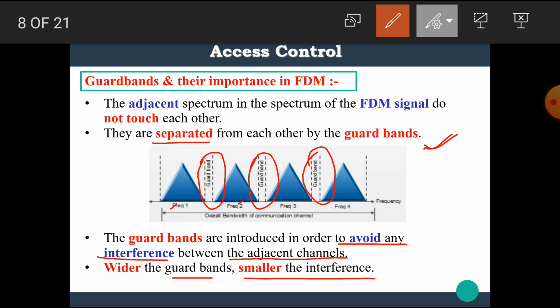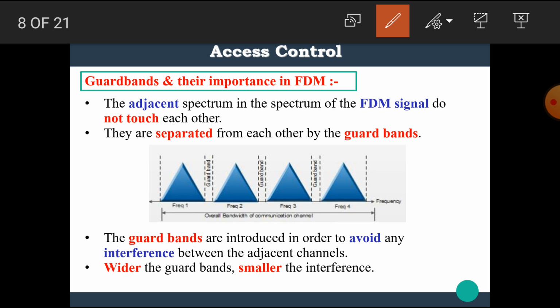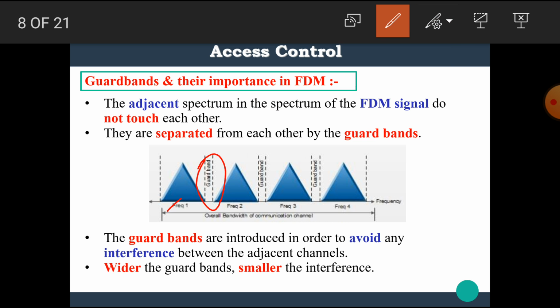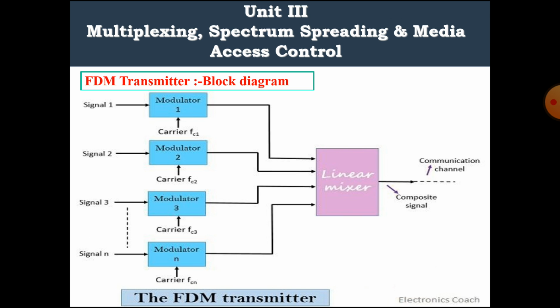That means if the guard bands are not present, then it may be possible that the first frequency and second frequency signals overlap with each other. When two frequencies overlap each other, errors or interference effects are introduced. To avoid this interference, guard bands are placed to separate the two frequency signals from each other. I hope now you all understand the concept of guard bands and their importance in frequency division multiplexing.